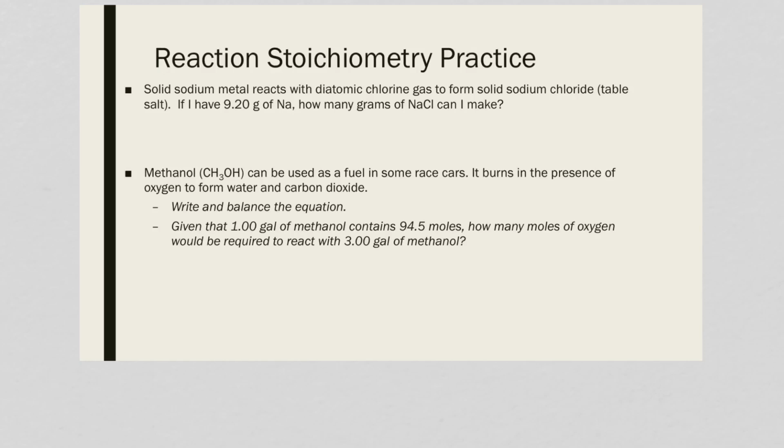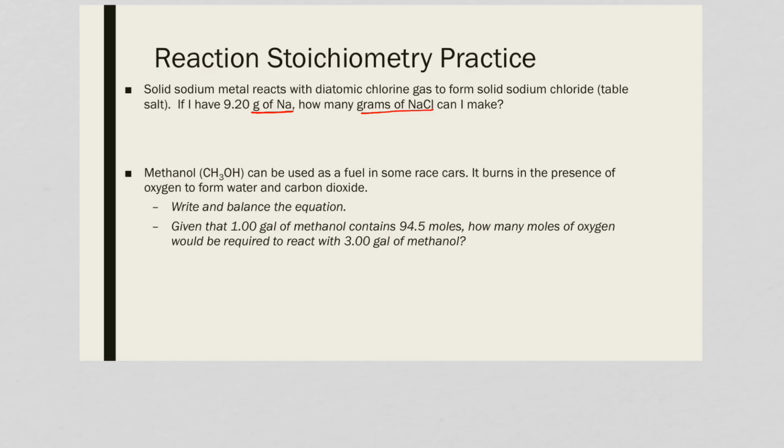So our first one, we have solid sodium metal reacts with diatomic chlorine gas to form solid sodium chloride. If we have 9.2 grams of sodium, how many grams of sodium chloride can I make? Okay, so one of the keys is we're going to be starting with grams of sodium and we're going to translate that into grams of sodium chloride. Well, of course, the first thing I need is the balanced equation.